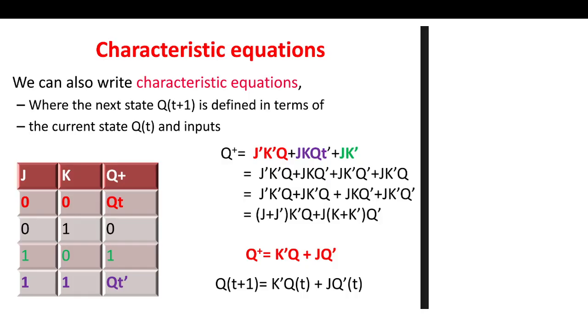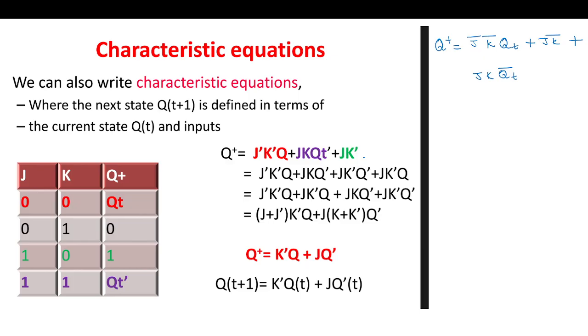And characteristic equation. So for this, if you want to derive the characteristic equation, say Q plus, we have Q(t) when J is equal to 0, K is equal to 0, that time it is Q(t). So if we write J bar K and 0, that means it is going to be 0, so we can leave that, and then J K bar Q is 1, so it is 1 plus, when it is J K, it is Q bar. So this is this equation.